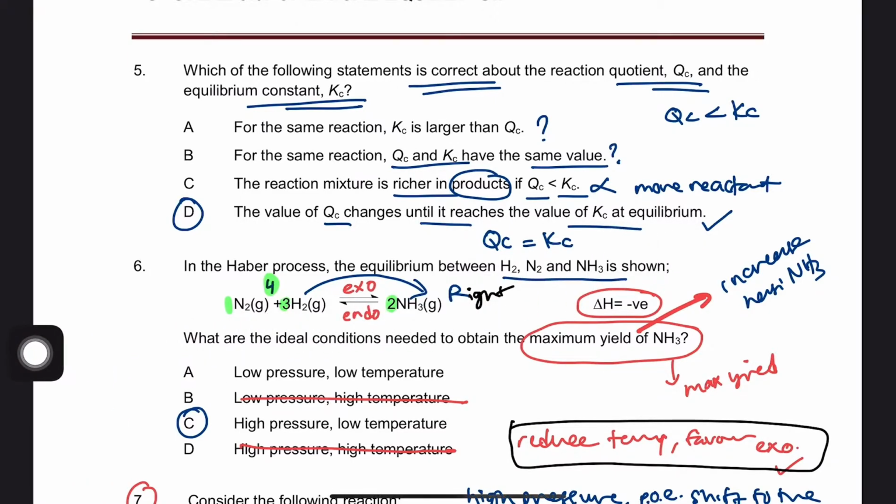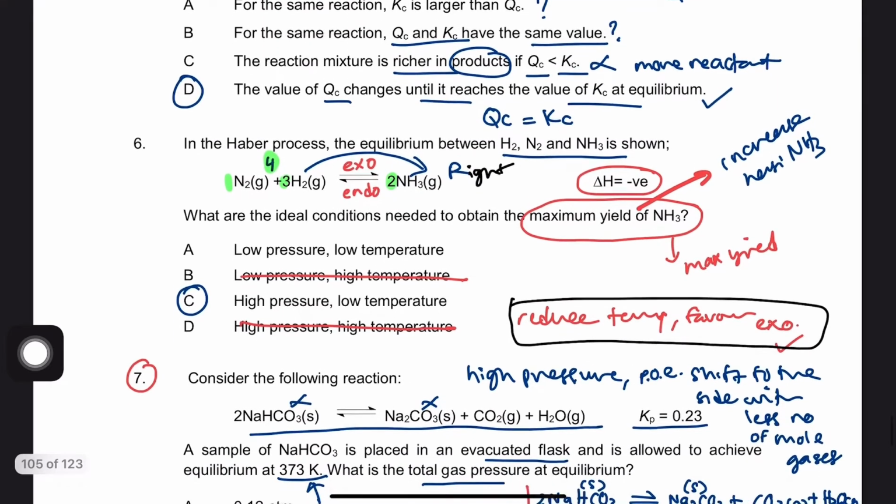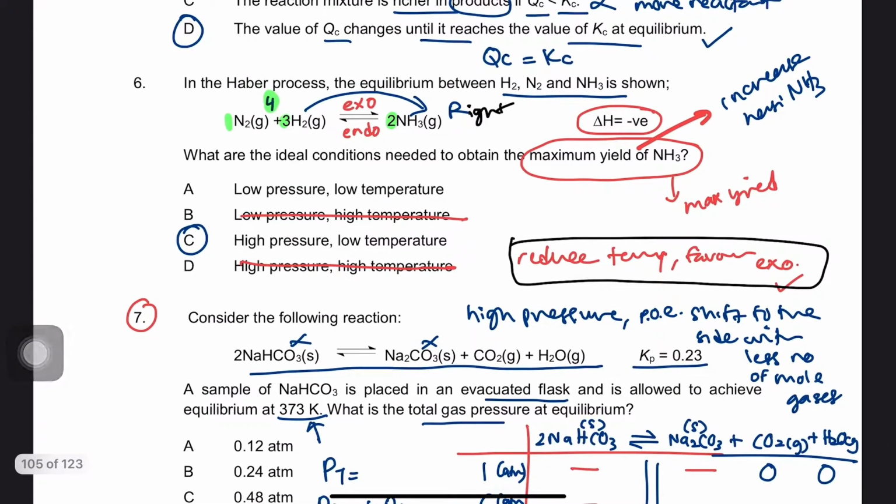Okay, question number 6. In the Haber process, we have an equilibrium between all these three gases. Now, what are the ideal conditions to maximize yield? We want to increase the output of ammonia. What information do we have? We have the forward reaction being exothermic, and we know the number of moles of gaseous reactants and the number of moles of gaseous product.